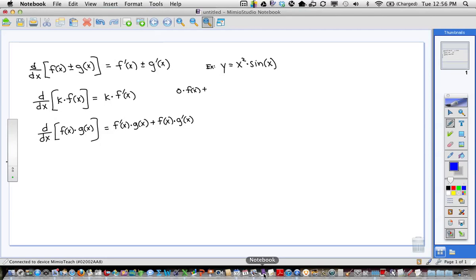Plus constant left alone times the derivative of f would be f prime. Well, 0 times f of x is just 0, and you end up with k times f prime. So it works even in that setting. Okay? So that's how we're going to do it.